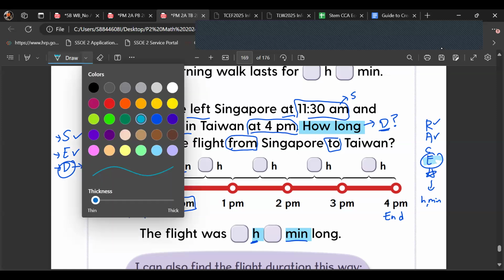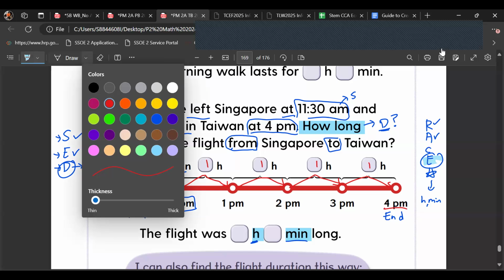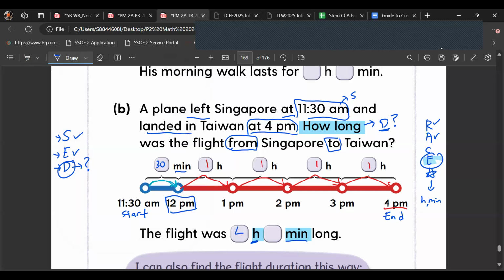Then, after that, he goes into saying that from 12, I go mountain, 12 to 1 is 1 hour, 1 to 2 is another hour, 2 to 3 is another hour, and then finally 3 to 4 is 1 more hour. And then you reach the end time already. Yes, very good. So the answer, like what Aaron is saying, is 4 hours and 30 minutes. Now, this is one method of doing it.